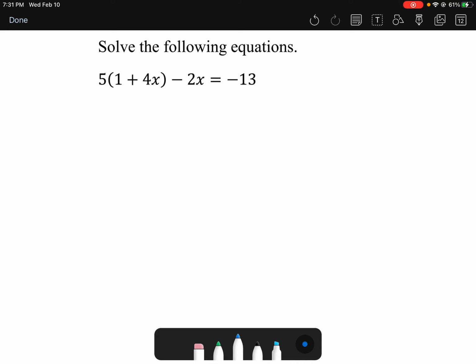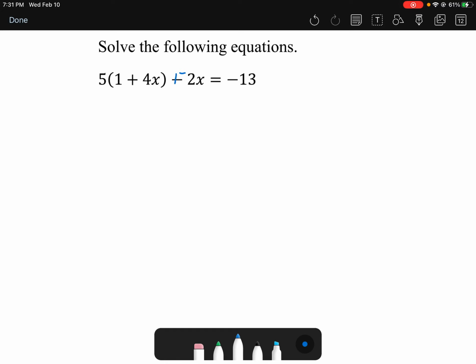So looking at this first one here, I have 5 times 1 plus 4x minus 2x is equal to negative 13. So my first step says LCO. So I'll go ahead and I'll go through. I see a minus 2x here. I'll put plus negative 2x.